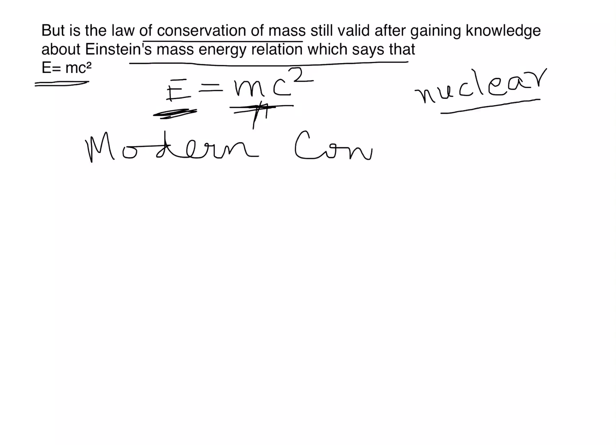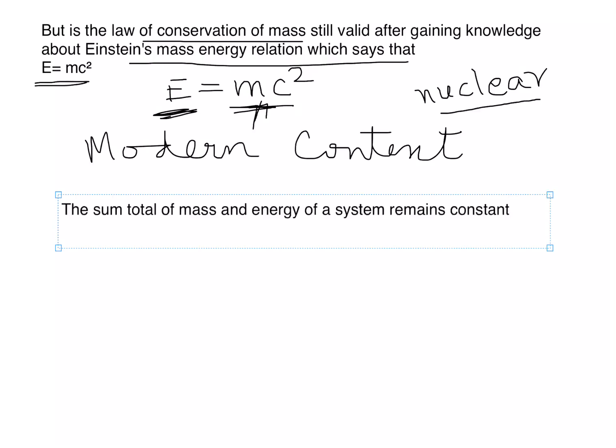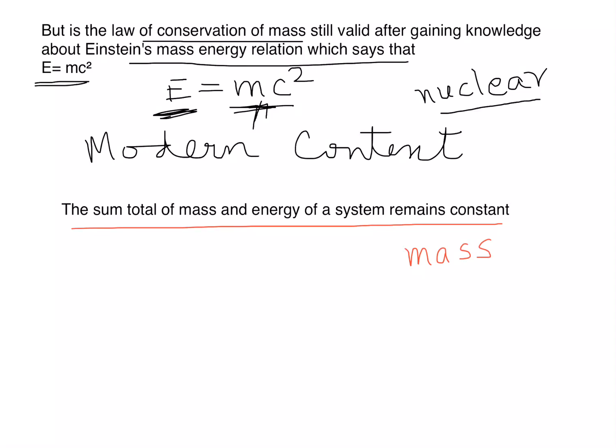So, what do you think we can do in order to club the law of conservation of mass and the law of conservation of energy? Give it a thought. Yes, the sum total of the mass and energy of a system remains constant. So we don't see mass and energy in isolation. We have clubbed them together.